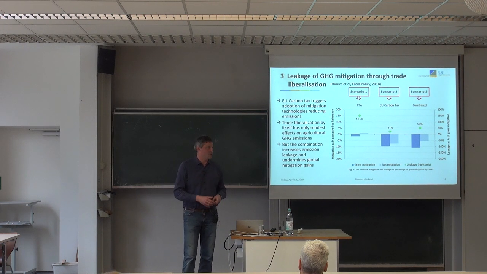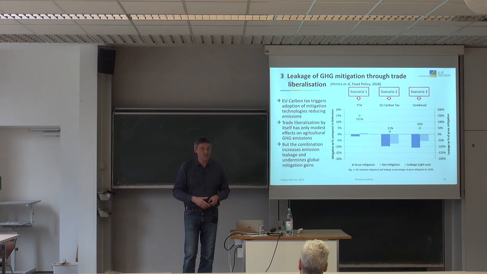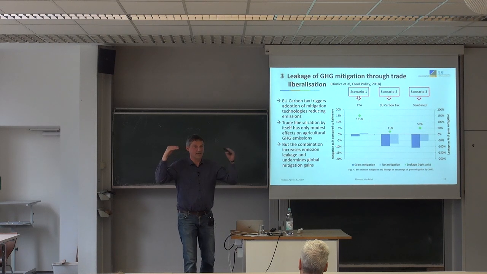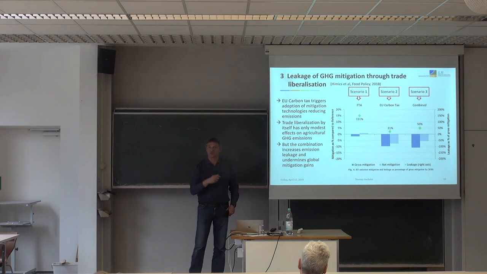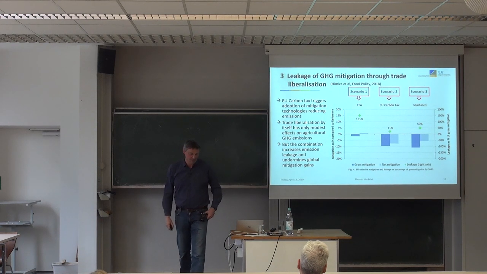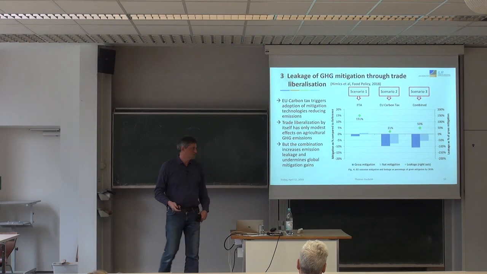This is an economic concept. Leakage means we impose measures here that lead to mitigation, but because it gets more expensive here to produce, somebody else in the global community will pick up the production, and the trade patterns change. And if you have a liberalized trading system, then something gets lost in terms of your efforts to increase mitigation.